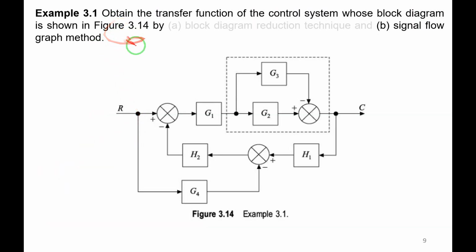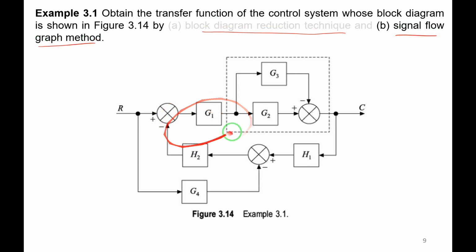We will take the numerical directly. We have already solved this numerical. Let me read the question: obtain the transfer function of the control system whose block diagram is shown in figure 3.14. By the block diagram reduction technique we have already done this problem. Next we will solve this same problem by the signal flow graph method.